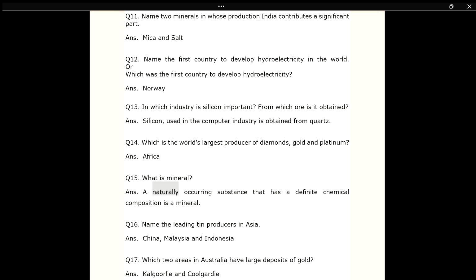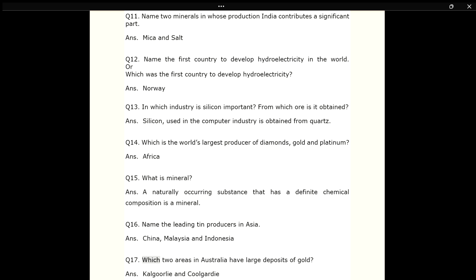Q15. What is mineral? Ans. A naturally occurring substance that has a definite chemical composition is a mineral. Q16. Name the leading tin producers in Asia. Ans. China, Malaysia and Indonesia.